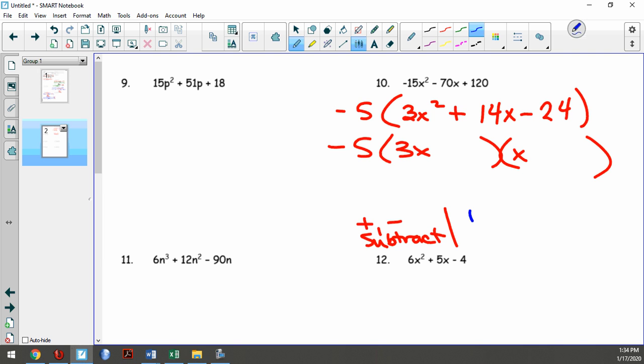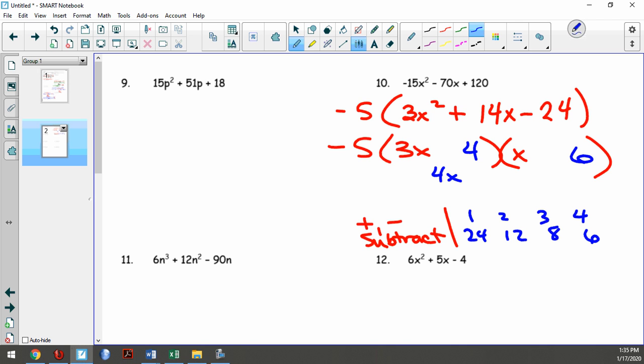What are the factors of 24? 1 and 24, 2 and 12, 3 and 8, 4 and 6. Can I use 4 and 6? Yes. Can I put the 4 with the 3? Yes, but can I put the 6 with the 3? No, so I have to put the 4 there and the 6 there.